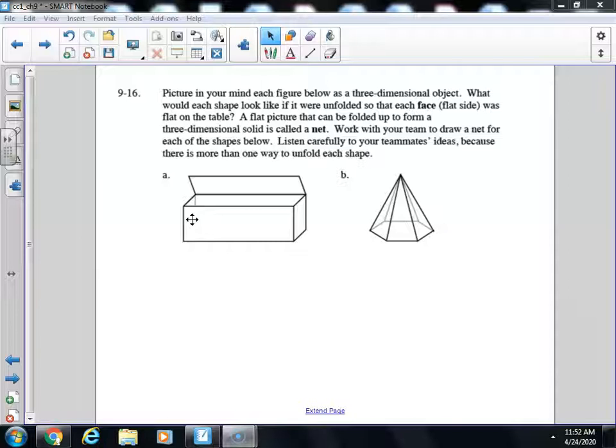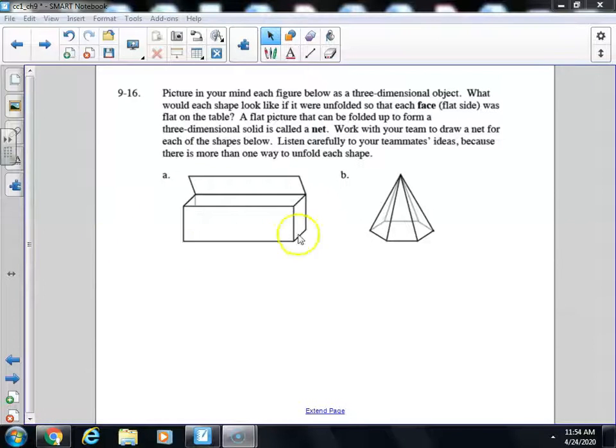So again, you have a team to work with today. If you have siblings or parents, or you're working on this last week, you can compare what you are getting. Question A and B. So imagine again flattening this out. If you took scissors or a knife and cut at the seams, what would you get on each side to lay flat? Pause the video and draw what you think it may look like.